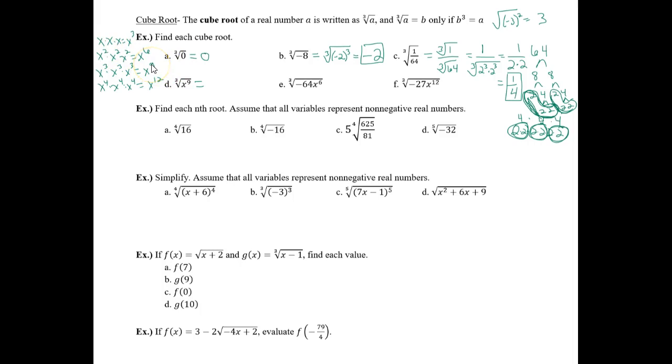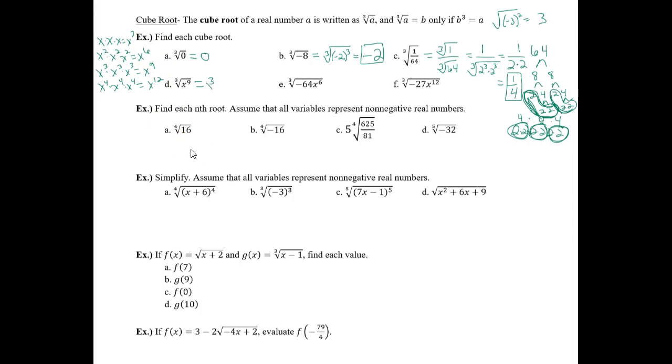9 divided by 3 is 3. 3 plus 3 plus 3 is 9. 12 divided by 3 is 4. 4 plus 4 plus 4 is 12. So again, if I'm doing the cube root, I just have to take that exponent and divide it by 3. And that's what times itself 3 times would give me that value.